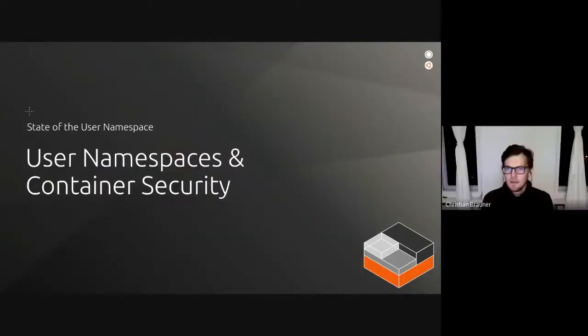Okay. User namespaces and container security. This is a quick recap and how and why we think this is relevant. Container security heavily depends on the user namespace, and it's still a component in the container security area that seems to be misunderstood, sometimes hard to use.